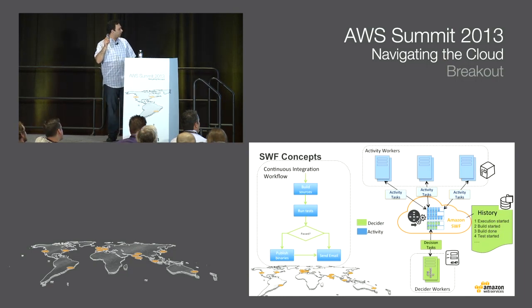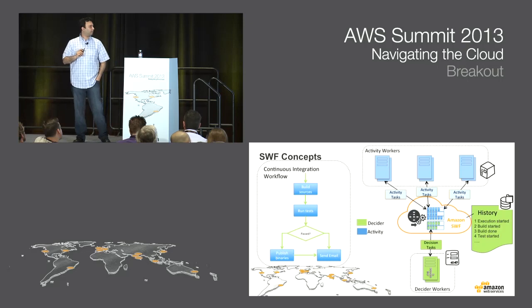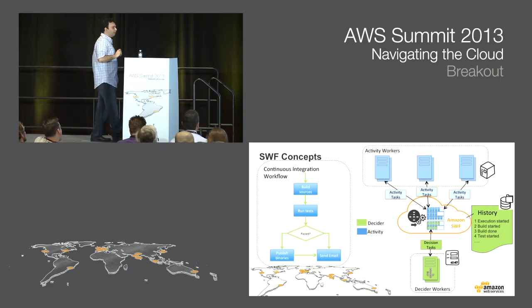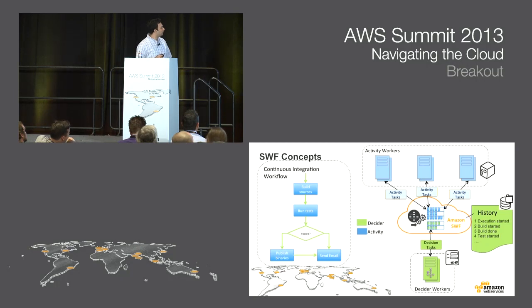Okay, to quickly recap, key concepts in simple workflow. Decider, this is your decision-making logic. Activities, this is all the heavy lifting, the units of work that happen in your application. History, a detailed execution log of what's happening in your workflow. And a task, which is an intent to do some work.